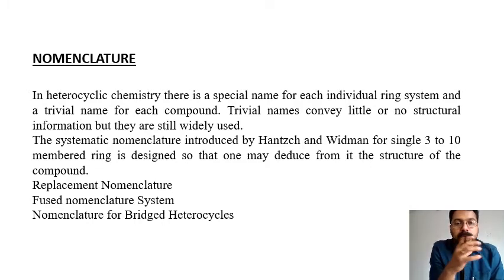Some special names are given for the individual ring systems, and in some cases the trivial name and nomenclature is being used. Okay, the systematic nomenclature introduced by Hantzsch and Widman is for single 3 to 10 membered rings. It is designed so that one can deduce the structure of the compound from its name. Then we shall discuss the replacement nomenclature, different methods employed in the fused nomenclature system, and finally the nomenclature of the bridged heterocycles.